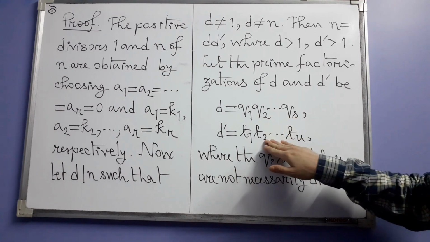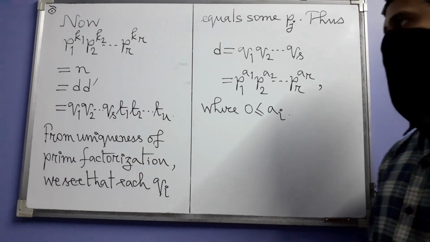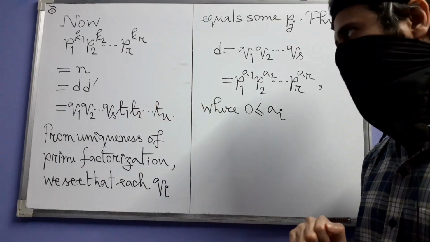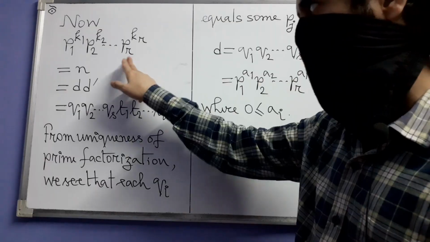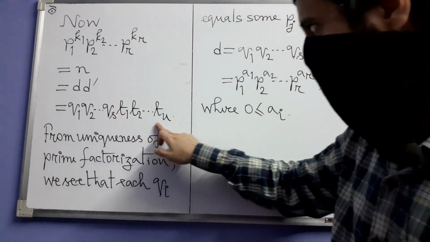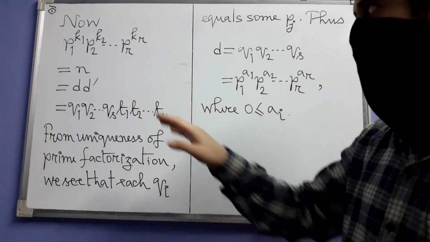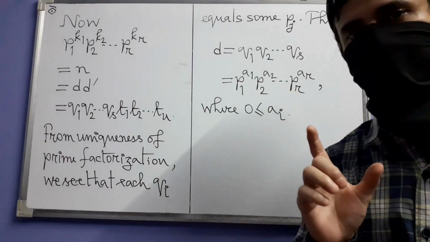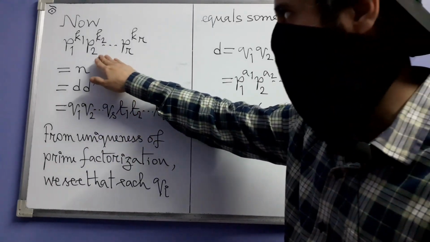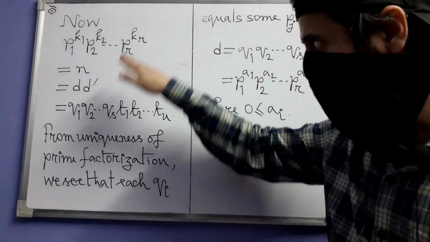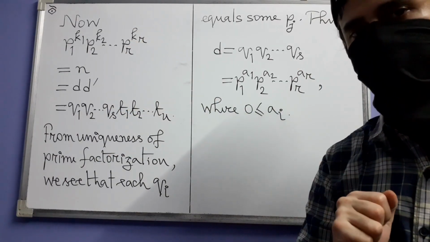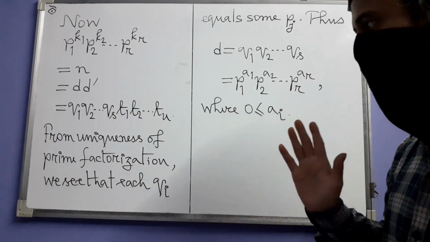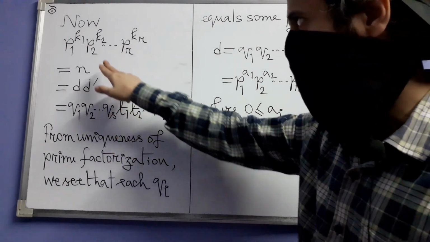Now let us put these expressions back in this equation and see what we get. Substituting those expressions for d and d prime in the equation n equals d times d prime, this is what we get. Our original n of course has this prime factorization, and d is this product and d prime is this product. Now you are looking at an equation which tells us that this integer is equal to this integer, and each expression is a product of some primes. That means we are now looking at two prime factorizations of the same integer, which is actually n. So from uniqueness of prime factorization, we know that the primes appearing in both the factorizations should ultimately be the same. In particular, each qi that you see here should be equal to some pj.